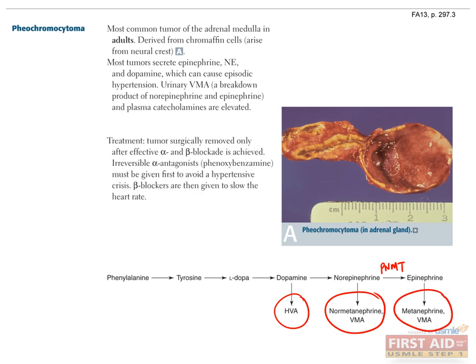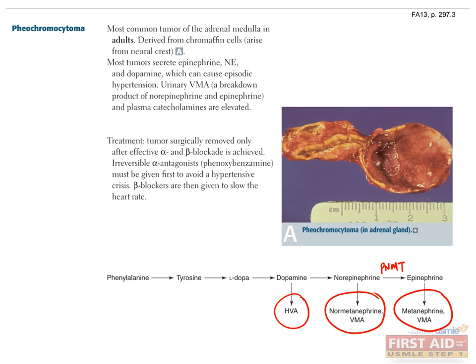Definitive management of these tumors is surgical, but patients must get their hypertension under control for a period of months before they can have a safe operation. Typically, an irreversible alpha antagonist such as phenoxybenzamine is given first to avoid a hypertensive crisis, followed by beta blockers to reduce the heart rate. Recall from the pharmacology lectures that epinephrine and norepinephrine cause vasoconstriction by acting on alpha-1 adrenergic receptors. So an alpha blocker will prevent hypertension even when there are high levels of catecholamines in the circulation.